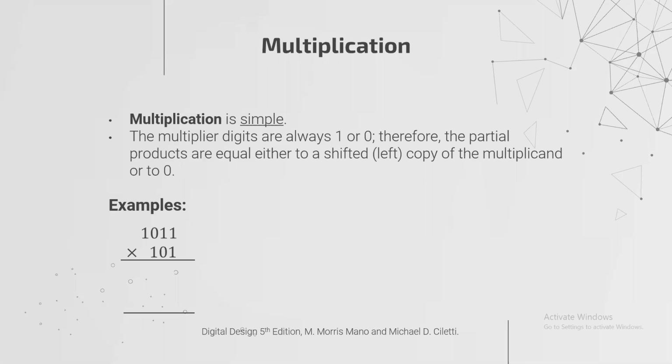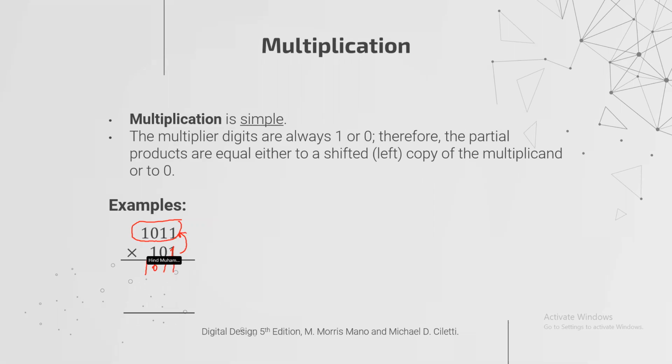Multiplication is simpler. The multiplier digits are always 1 or 0. Therefore, the partial products are equal either to a shifted left copy of the multiplicand or to 0. Let's solve the example. So, the first digit here is 1. Multiply this number. It's going to be the same thing.